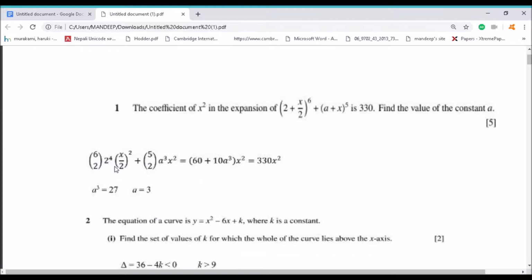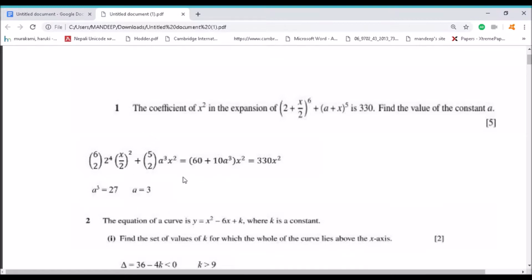So 6c2 times 2 power 4 times (x divided by 2) squared. And for the second part, (a + x) power 5. We already wrote x squared in the beginning because we are going to find x squared. So 5 minus 2 gives a power 3. So 5c2 times a power 3 x squared. We put that in the calculator, which will be (60 + 10a cubed) x squared equals 330 x squared. We are given the coefficient, so it will be 330 x squared. So 60 plus 10a cubed equals 330, a cubed equals 27, so a equals 3.